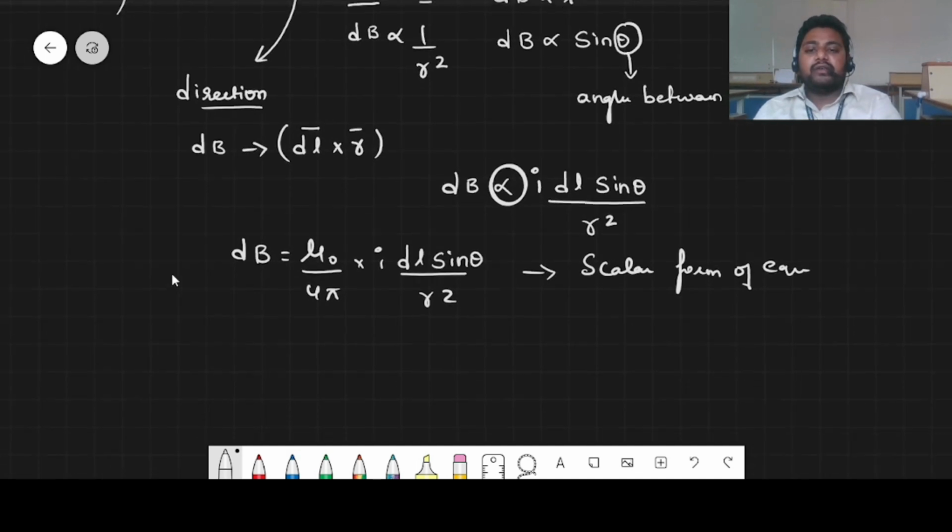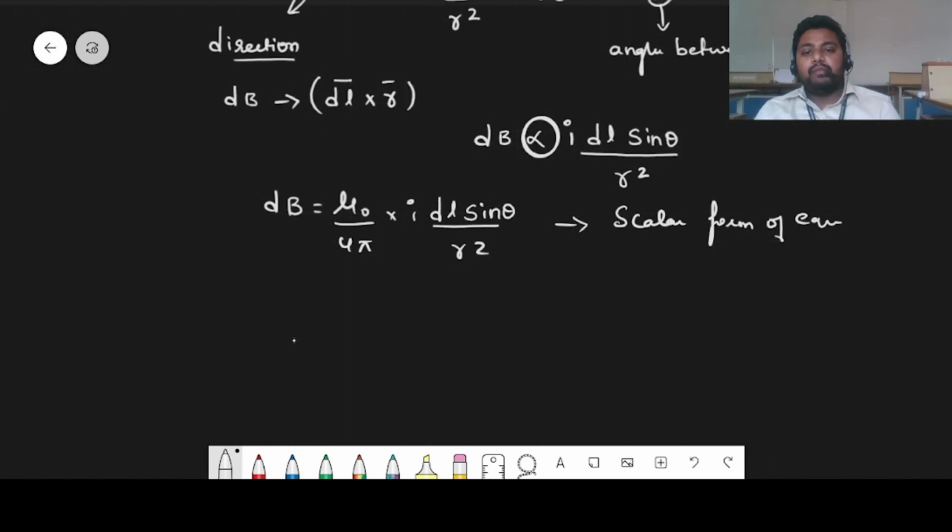What is the value of mu naught by 4 pi? Mu naught by 4 pi is a constant value, equal to 10 power minus 7. If you get the units from the equation, magnetic field is Tesla meter square per meter into ampere. We will write it as Tesla meter per ampere. So those will be the units.